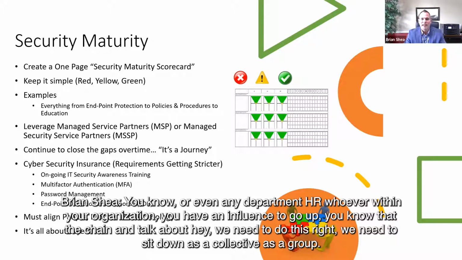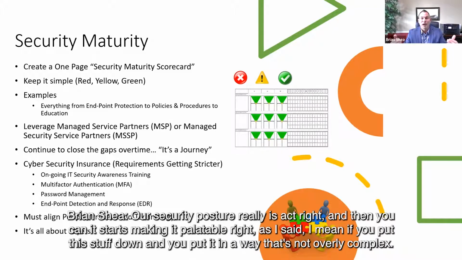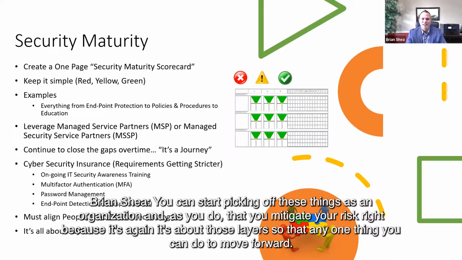We need to sit down as a collective, as a group, right? This isn't an IT thing. This is an organization thing, right? We need to sit down, come up with something that we understand where our security posture really is at, right? And then it starts making it palatable, right? As I said, if you put this stuff down and you put it in a way that's not overly complex, you can start picking off these things as an organization.